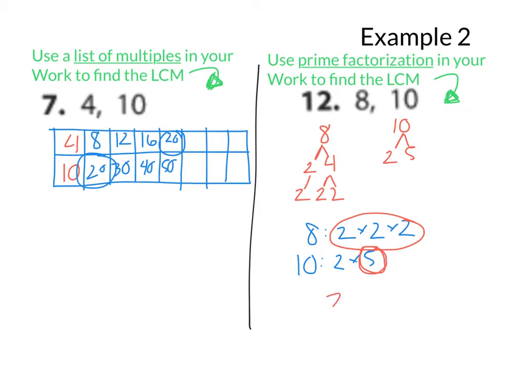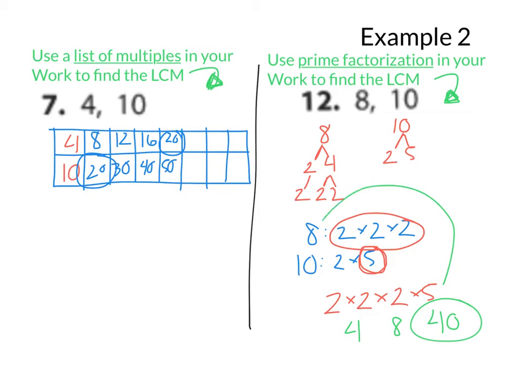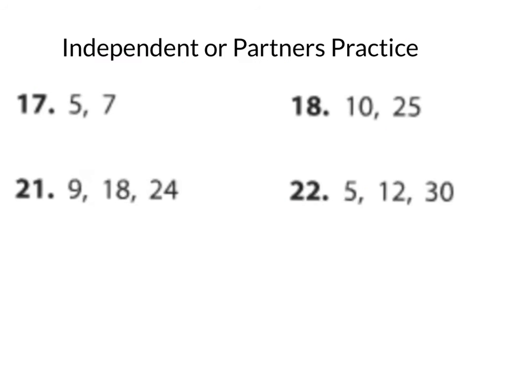So now I'm going to multiply 2 times 2 times 2 times 5, and I will get my least common multiple of 8 and 10. So 2 times 2 is 4, times 2, that's 8, times 5, that's 40. My least common multiple is 40. I'm going to go back and ask myself, can 8 multiply to 40? Yes, 8 times 5. Can 10 multiply to 40? 10 times 4. That's correct. Moving on in 3, 2, 1.